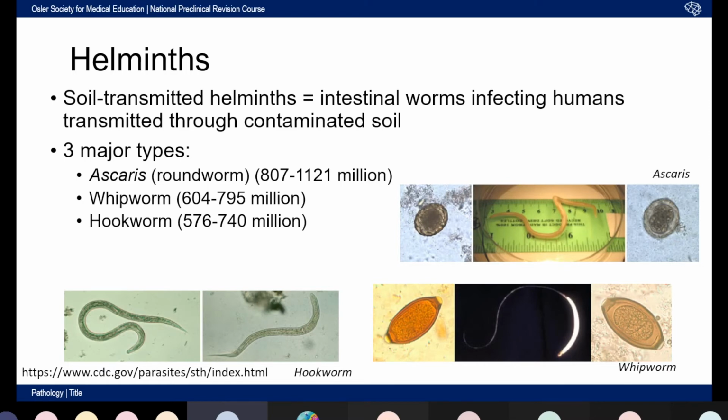And hookworm is slightly different. The eggs of hookworm actually hatch in the soil, releasing larvae that mature into a form that can penetrate the skin of humans. So the main form of transmission for hookworm is by walking barefoot on contaminated soil.